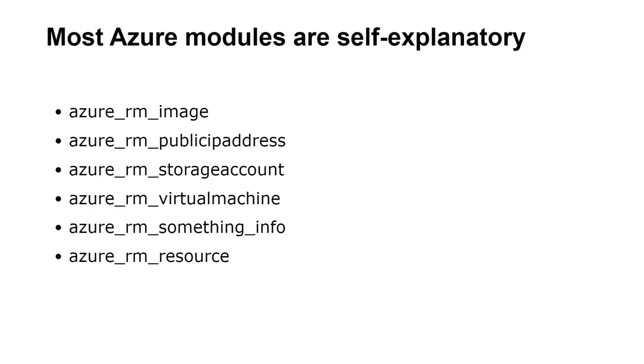If you want to query Azure and get information on resources that you may or may not already have, most Azure modules have an info module, azure_rm_image_info, for example, or azure_rm_virtualmachine_info. Ansible's info modules don't make changes. They just see what's out there and report back what it found, which lets you set up conditionals during a deployment, like look for a VM called X. If X is not found, then create a VM called X.